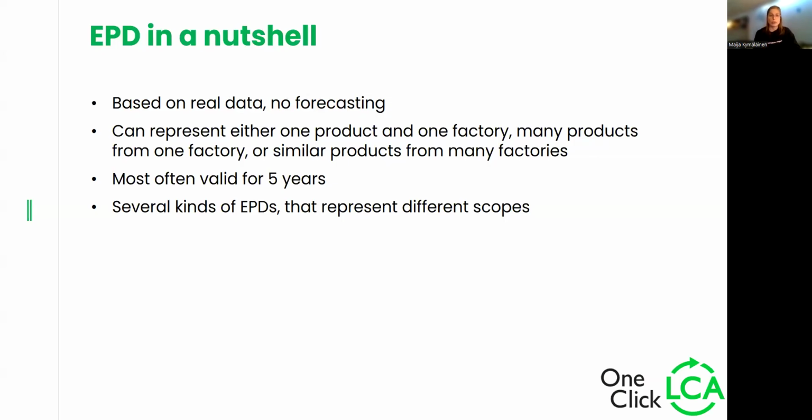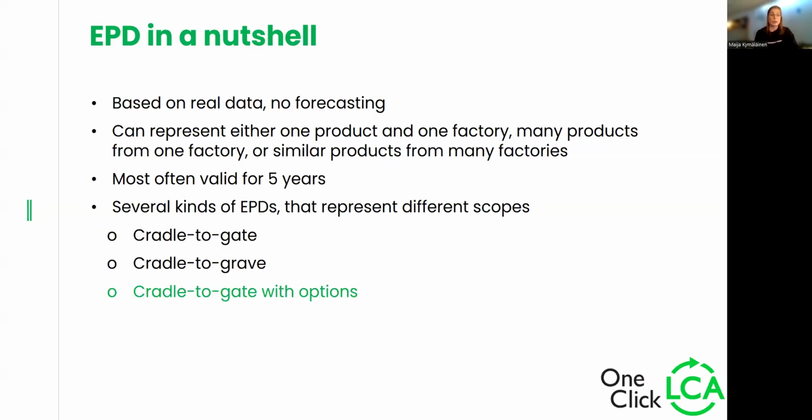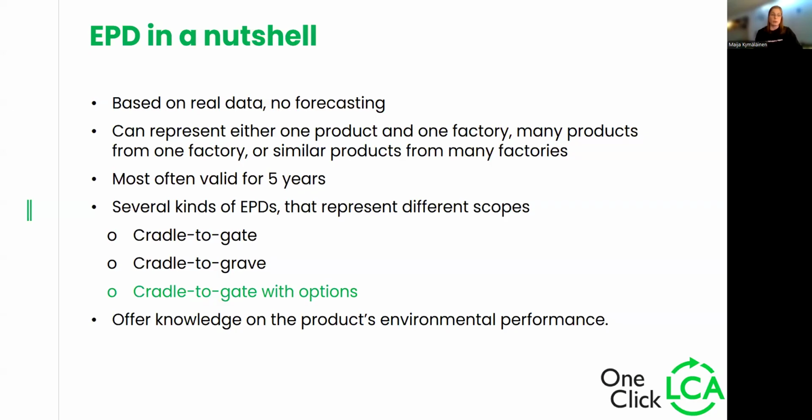However, with the new product standard that we are using at the moment in Europe, it mandates the use of cradle to gate with options. So preferably this cradle to gate. So we have A1 to A3, but then also we have to add these end-of-life modules to account also for those modules. Yeah, and they offer also knowledge on the product's environmental performance.